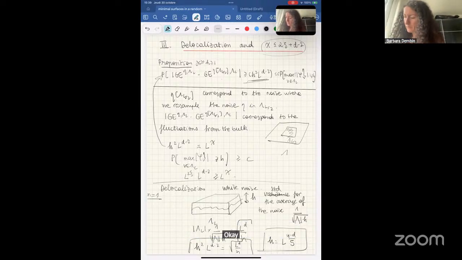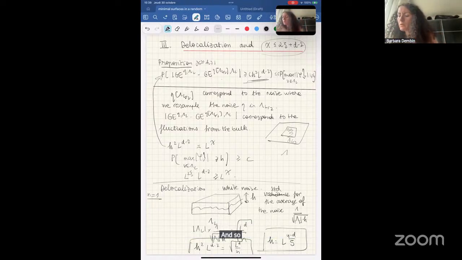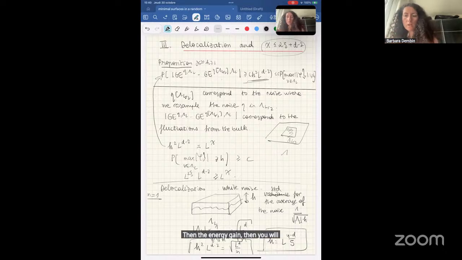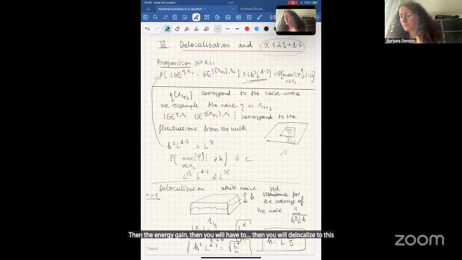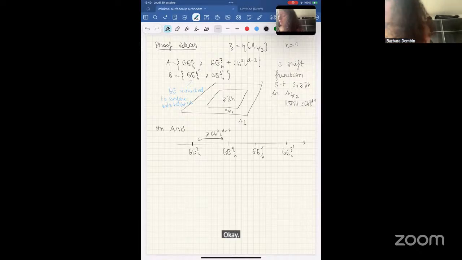Okay, so now I can give an idea of the proof of this proposition. And so normally it should illustrate the fact that if the energy cost is smaller than the energy gain, then you will delocalize to this height h. Okay, so let's prove the result.